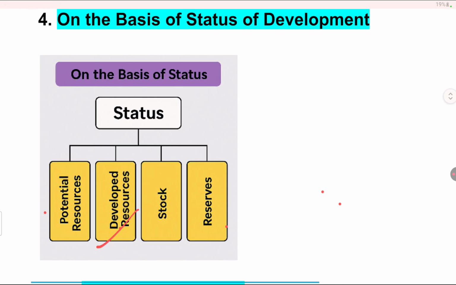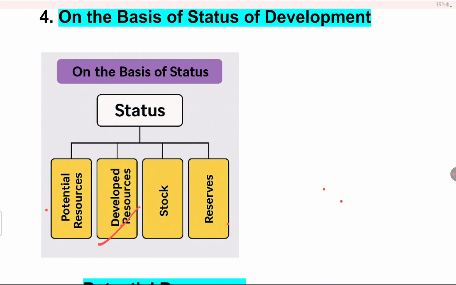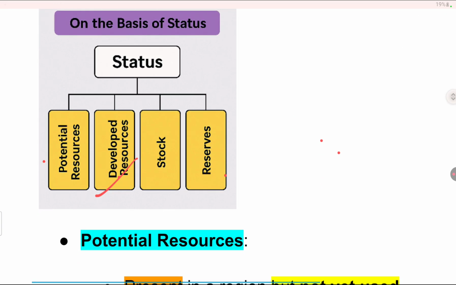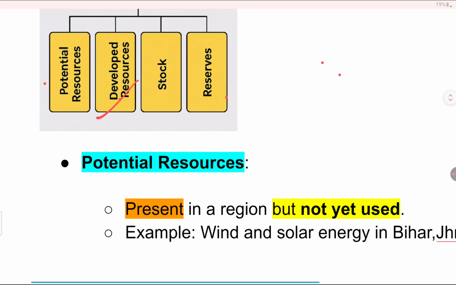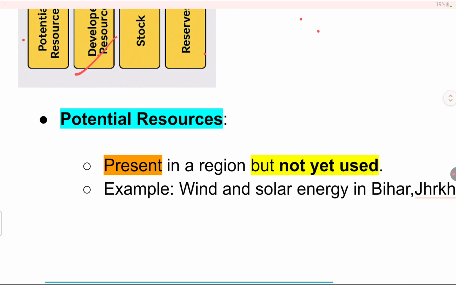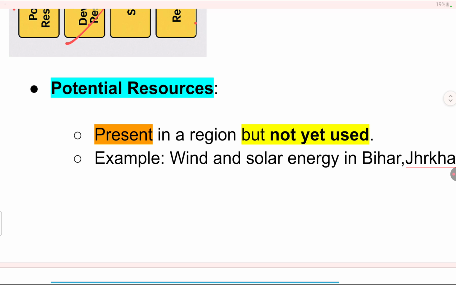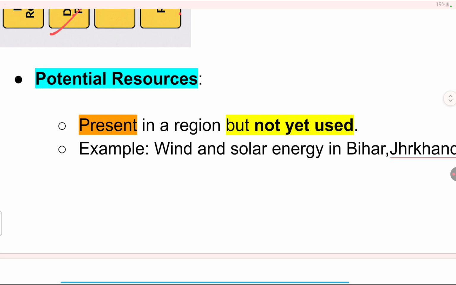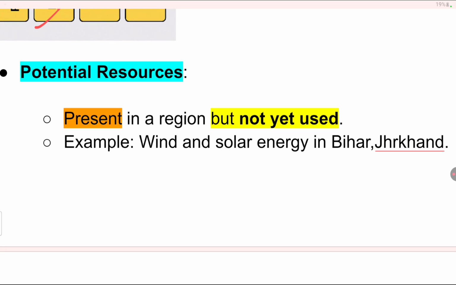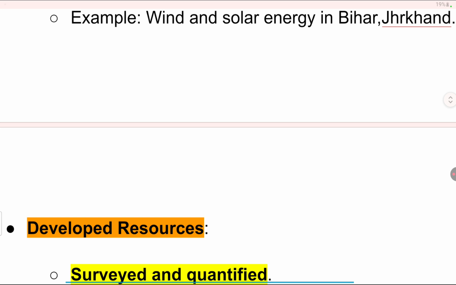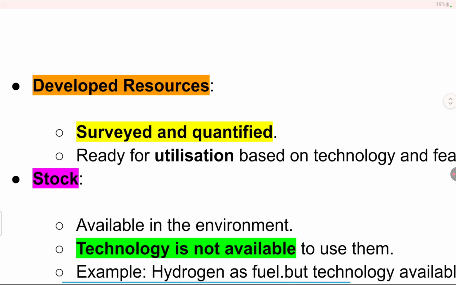On the basis of status of development, we can say potential resources, developed resources, stock, and reserves. Let us understand that. Potential resources are those which are present but still not in use. We can take the example of solar energy. Though we are using it, it is not fully developed. Developed resources are those which are surveyed and quantified. It means we are fully using it.